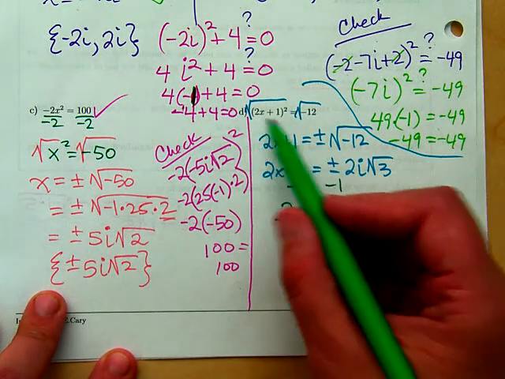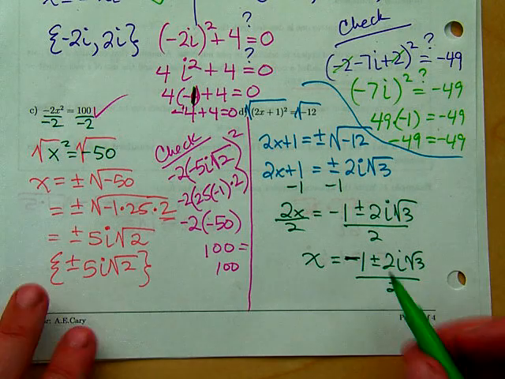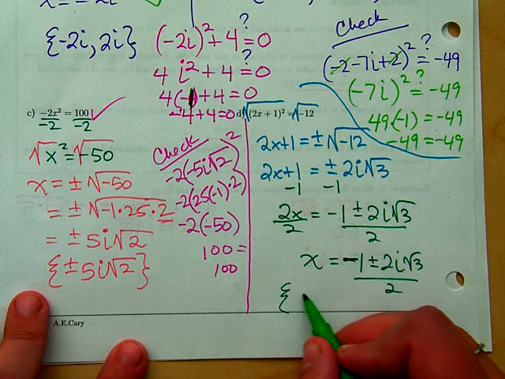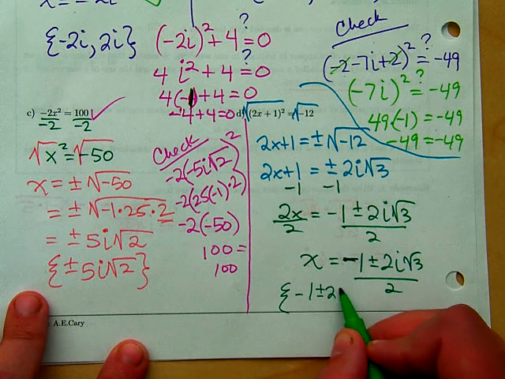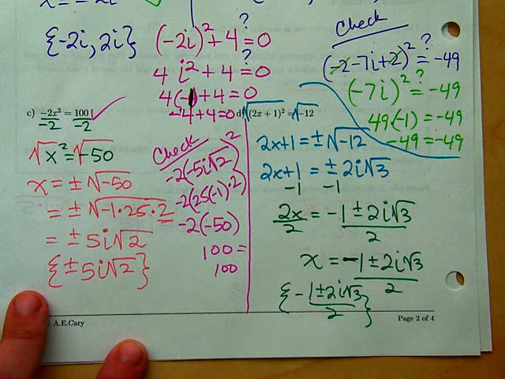If you actually FOILed this out and then tried to factor, it wouldn't be factorable. Instead, you would have to use the quadratic formula. So this is what it would look like: negative 1 plus or minus 2i radical 3 over 2 in set notation.